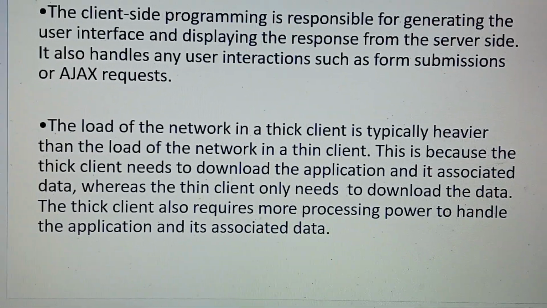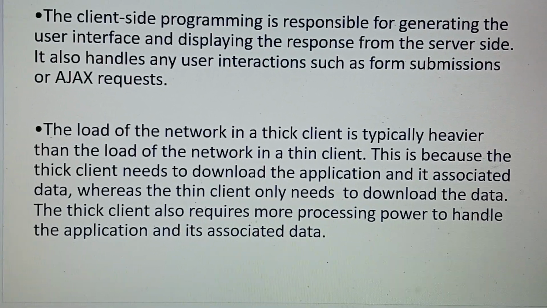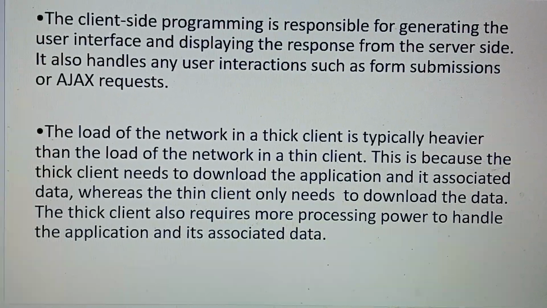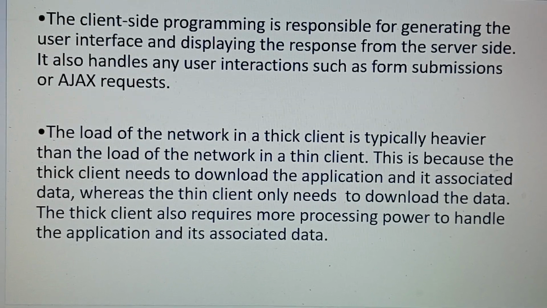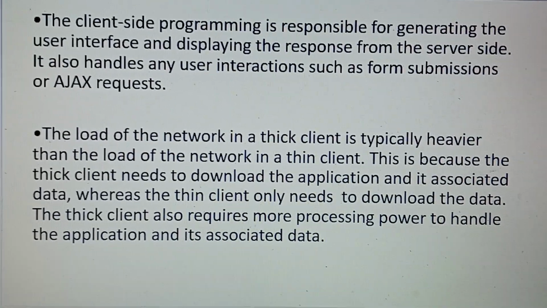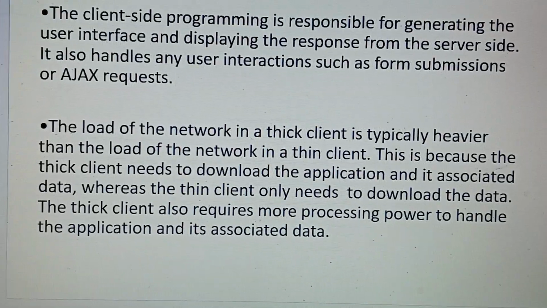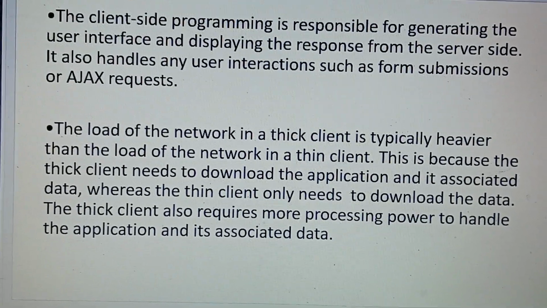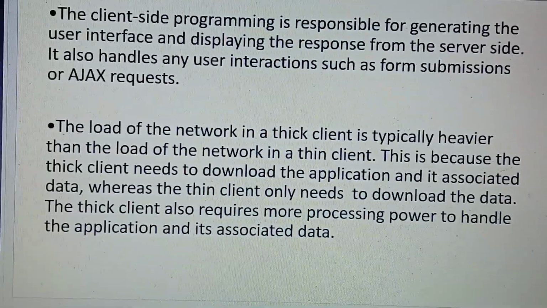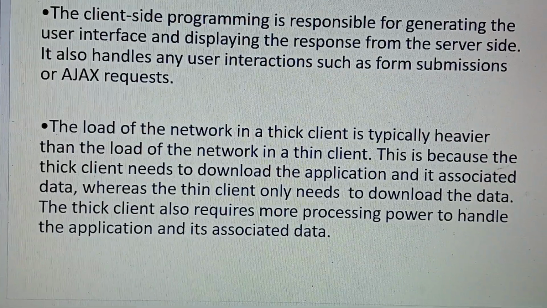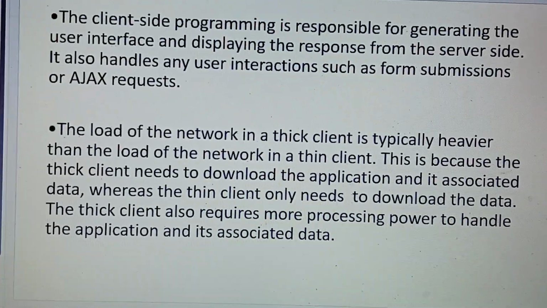And the load of the network in a thick client is typically heavier than the load of the network in a thin client. Here the thick client has more capacity to handle the load of the network. This is because the thick client needs to download the application and its associated data, whereas the thin client only needs to download the data. The thick clients also require more processing power to handle the application and its associated data. In this, mainly the load of the network is handled by the thick client only, because the client needs to download the application and associated data to use them for the processing.